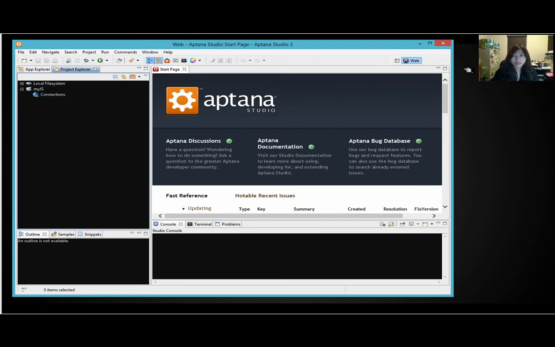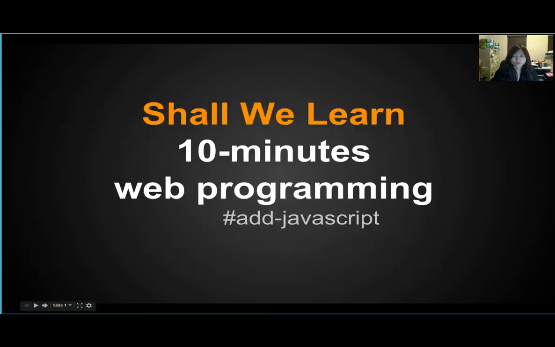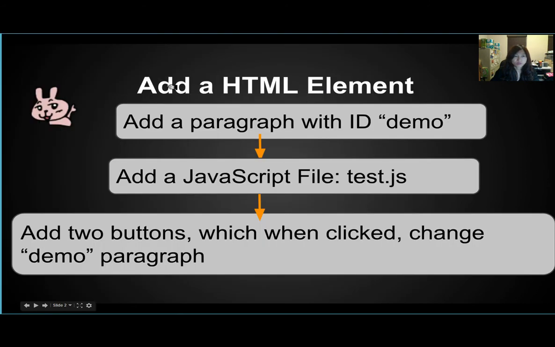Before we do that, let's get back to the slide and show you the steps we're going to take. First, we're going to add a paragraph with ID called demo. Next, we're going to add a JavaScript file and give it the name test.js. Then we're going to go back to our HTML file and add 2 buttons, which when clicked will change the demo paragraph. So let me show you how to do that.